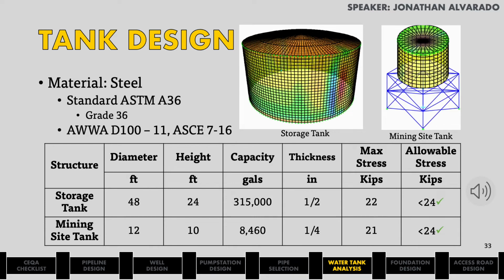The storage tank has a diameter of 48 feet, a height of 24 feet, a capacity of 315,000 gallons, and a thickness of half an inch. The mining site tank has a diameter of 12 feet, a height of 10 feet, a capacity of 8,460 gallons, and a quarter inch of thickness. The anchor design for both tanks will be discussed in the next slide.